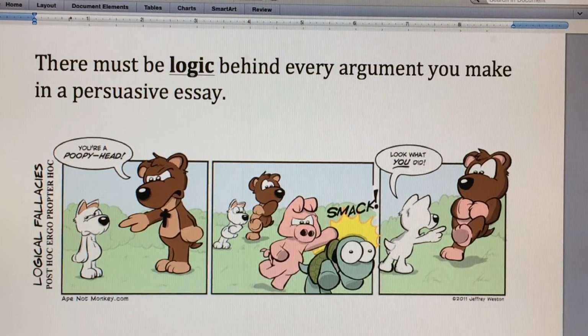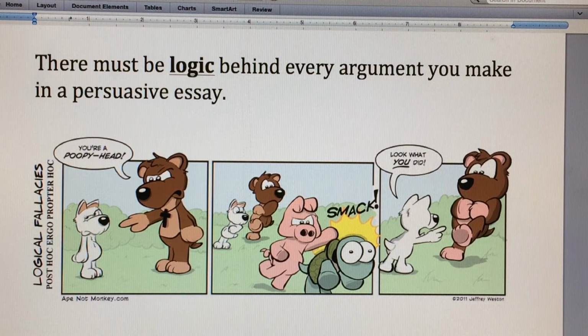So for your sentence, there must be logic behind every argument you make in a persuasive essay. It means you need to have sensible reasons behind every argument you make when you're writing an essay to convince somebody.